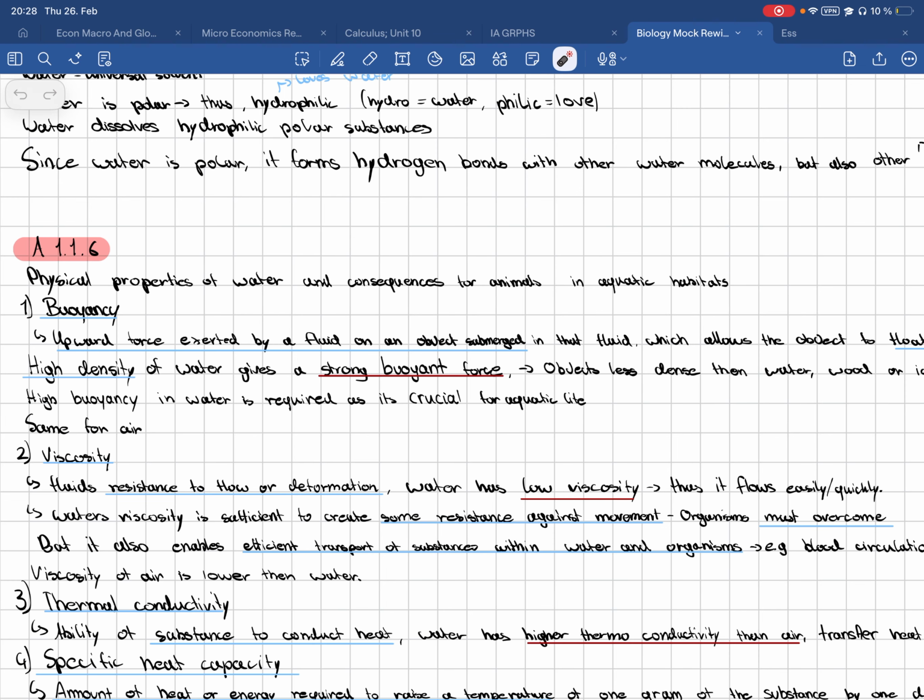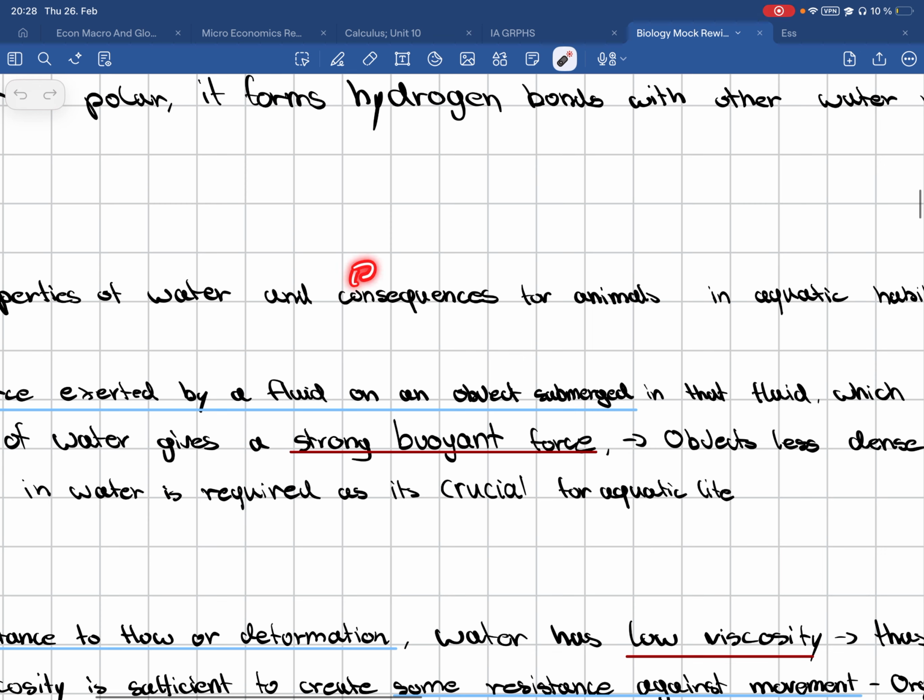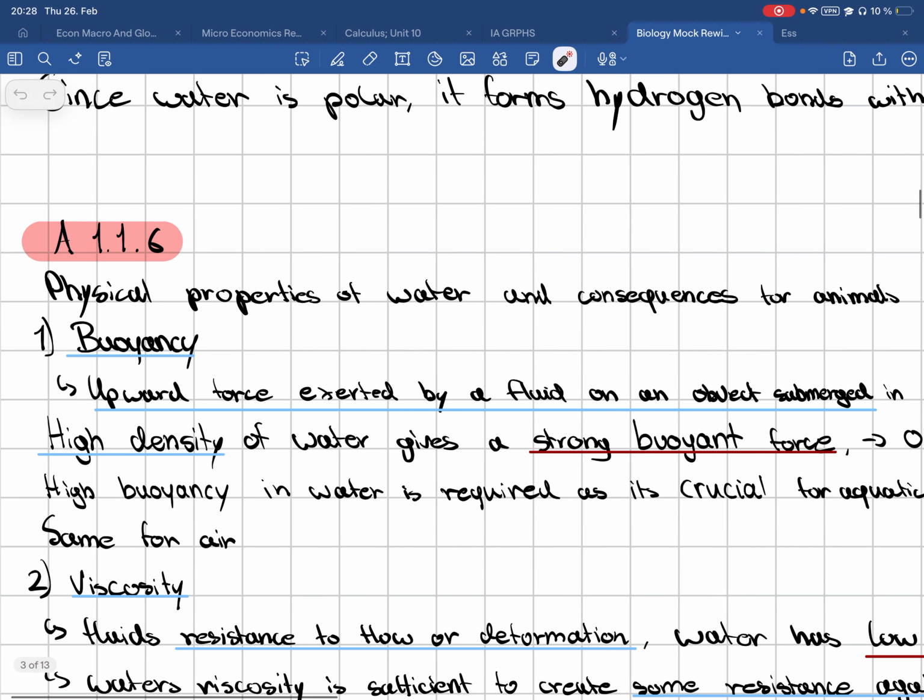Now, A1.1.6. This is the physical properties of water and its consequences for animals in aquatic habitats. Now, you need to remember that consequences don't always mean it's negative. It's either positive or negative. Consequences is just something that occurs because of these physical properties.